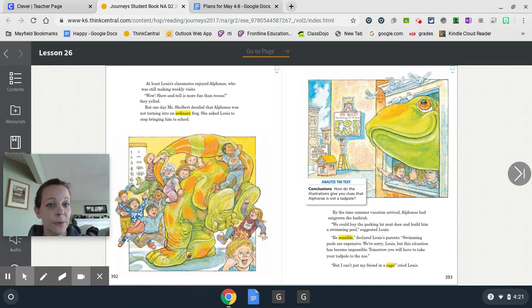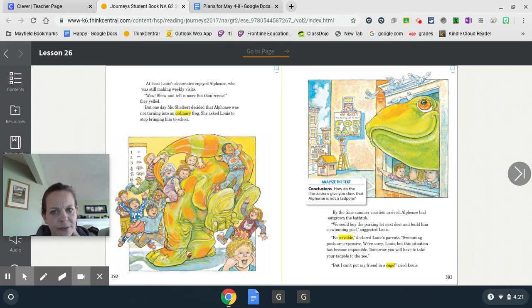At least Lewis's classmates enjoyed Alphonse, who was still making weekly visits. "Wow, show and tell is more fun than recess," they yelled. But one day Miss Shelbert decided that Alphonse was not turning into an ordinary frog. She asked Lewis to stop bringing him to school.